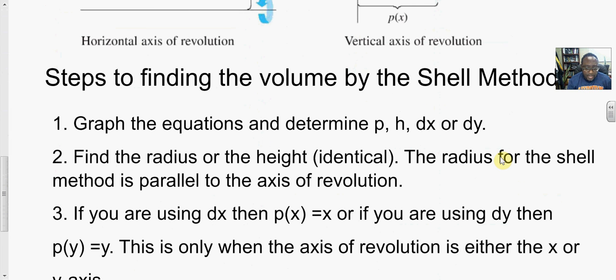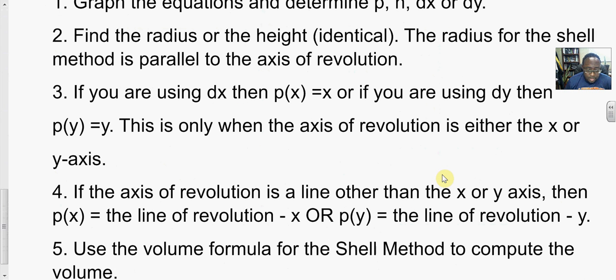If you're using dx, then p of x is equal to x, or if you're using dy, then p of y is equal to y. And this is only if the axis of revolution is the x-axis or the y-axis. Otherwise, if the axis of revolution is a line other than the x-axis or the y-axis, then p of x is equal to the line of revolution minus x, if you're talking about dx.